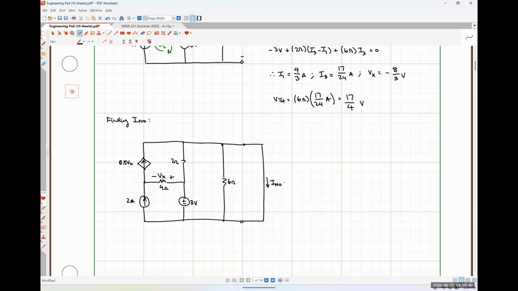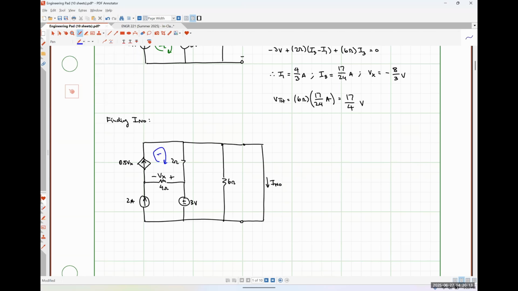So I think I'm going to wind up doing mesh analysis again here because I'm only going to have 3 meshes, but I'll have, let's see, 1, 2, 3, 4 nodes, including ground, and then also that controlling variable relationship. So realistically, nodal or mesh could work here, but I think finding I Norton using mesh will be a little bit easier because we're looking for a current.